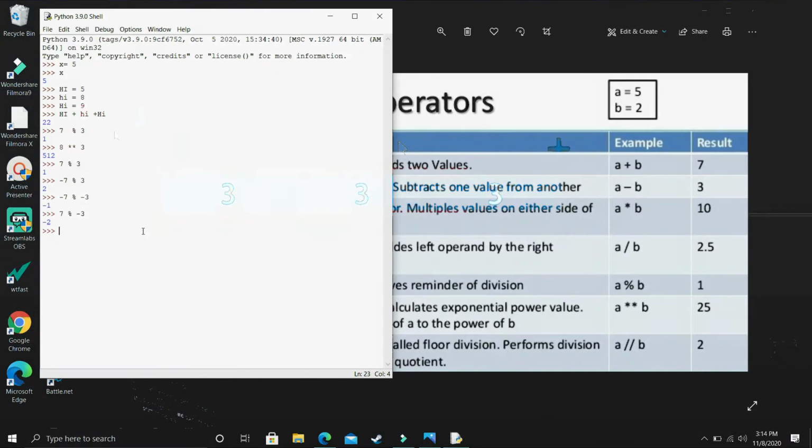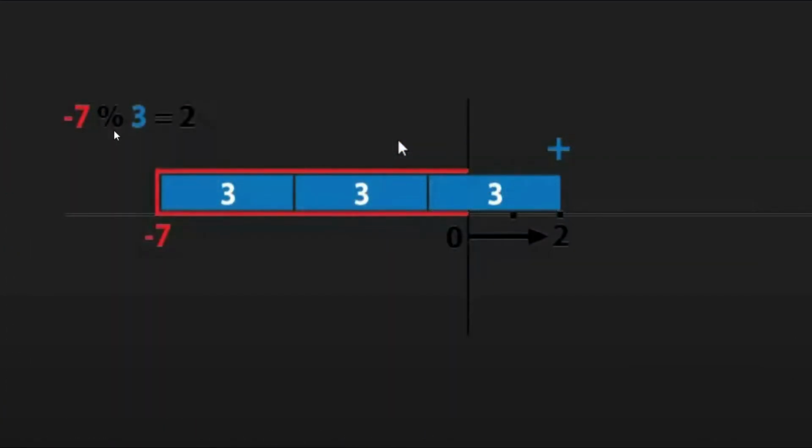As you can see on your screen right now, minus 7 modulus operator 3 is equal to 2. The most important rule here is that the sign of the remainder will be the same as that of your divisor. So if your divisor is positive, your remainder will be positive. If your divisor is negative, then your remainder will be negative. That's the only thing that you have to remember, then everything is really easy.